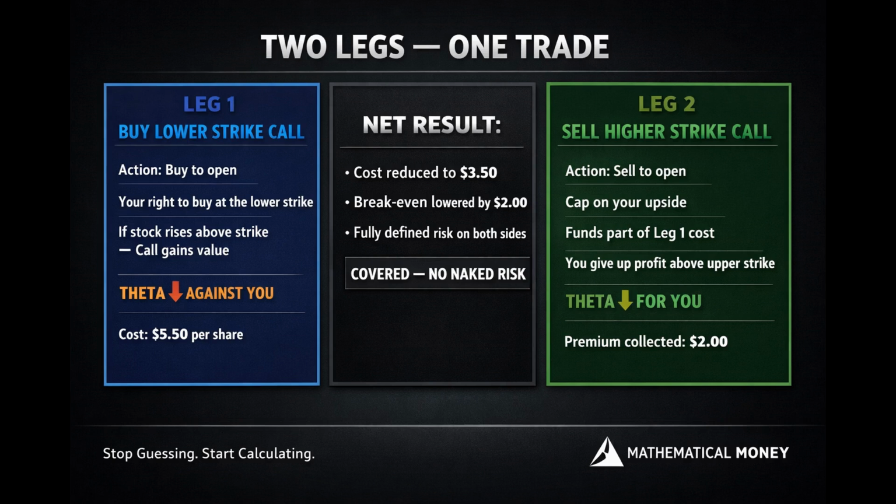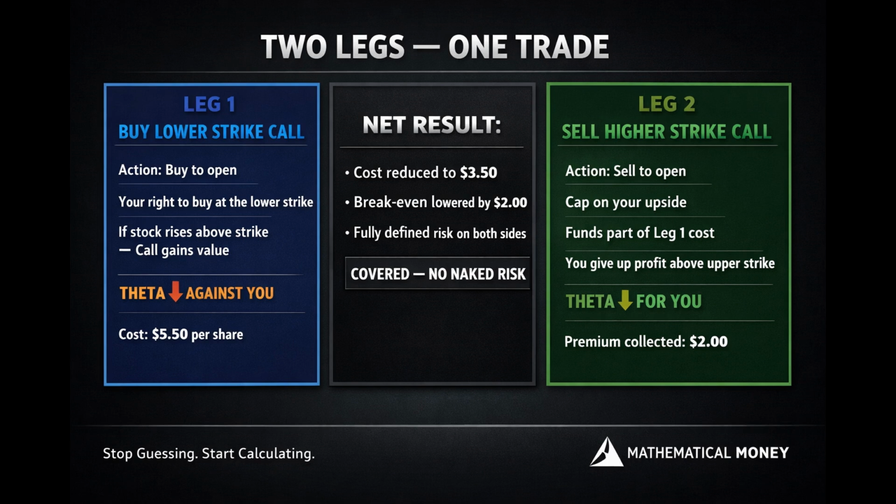Leg 1, buy the lower strike call. This is your directional exposure. You own the right to buy the stock at the lower strike. If the stock rises above this strike, your call gains value dollar for dollar above the strike. Theta works against you on this leg. Time decay reduces its value every day the stock does not move.